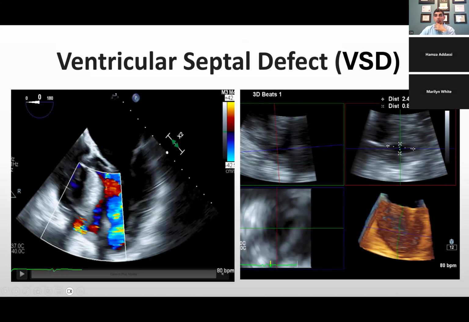So now we're going to move on. That's some of the other procedures that we have. Now we're going to move on to VSD closures. VSDs, this is a good example right here. You see this color right here where my mouse is? That's not supposed to be there.